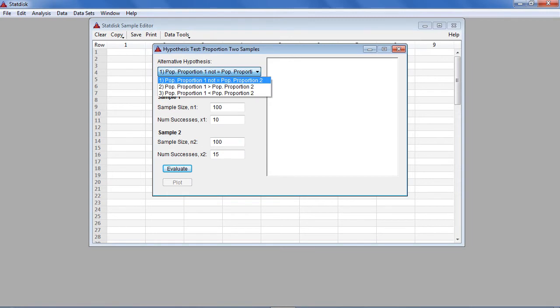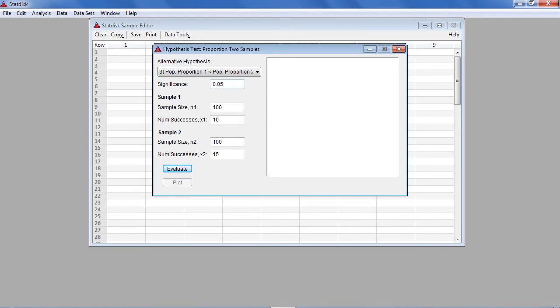Under Alternative Hypothesis, select the type of test, two-tailed, left-tailed, or right-tailed. Select the option that uses the same symbol as the alternate hypothesis. For a two-tailed test, select the first option, Population Proportion 1 not equal to Population Proportion 2. For a right-tailed test, select the second option, Population Proportion 1 greater than Population Proportion 2. For a left-tailed test, select the third option, Population Proportion 1 less than Population Proportion 2. In this example, we select the third option for a left-tailed test.